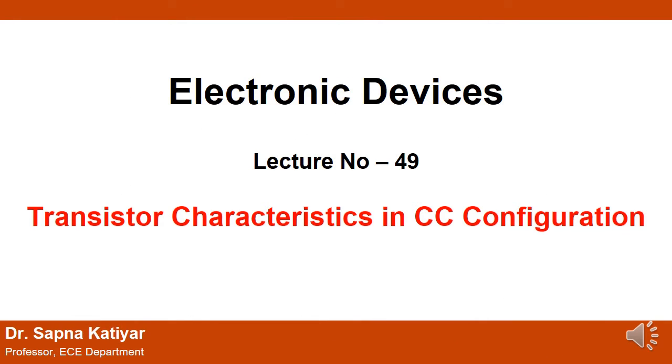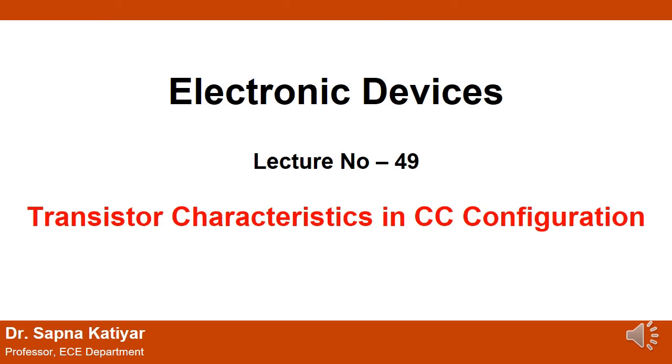Today's topic is transistor characteristics in CC configuration. CC configuration is common collector configuration. As you know, there are three terminals in the case of transistors. These are known as base, emitter and collector. So when the collector terminal is made common with the base and emitter, the type of configuration is known as a common collector configuration.